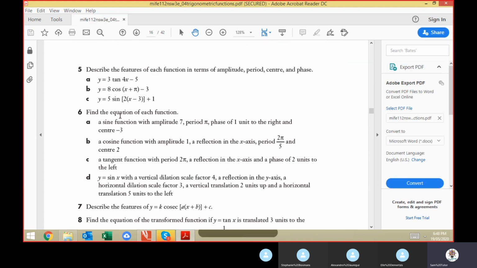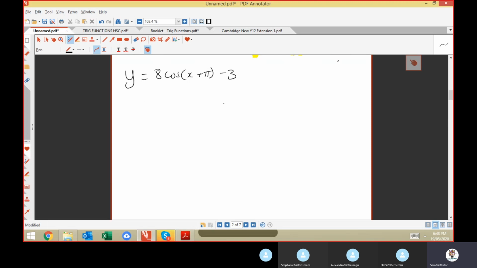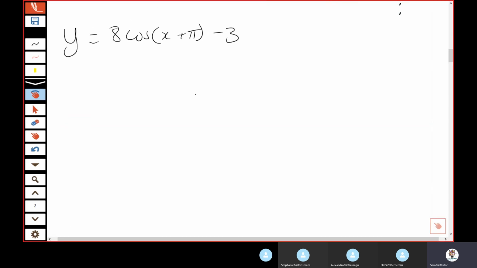It's the hardest one they've got. Maybe that one there. Let's try that. So y equals 8 cos(x + pi) minus 3. Okay, try that. I'll give you just a bit of a starting point.